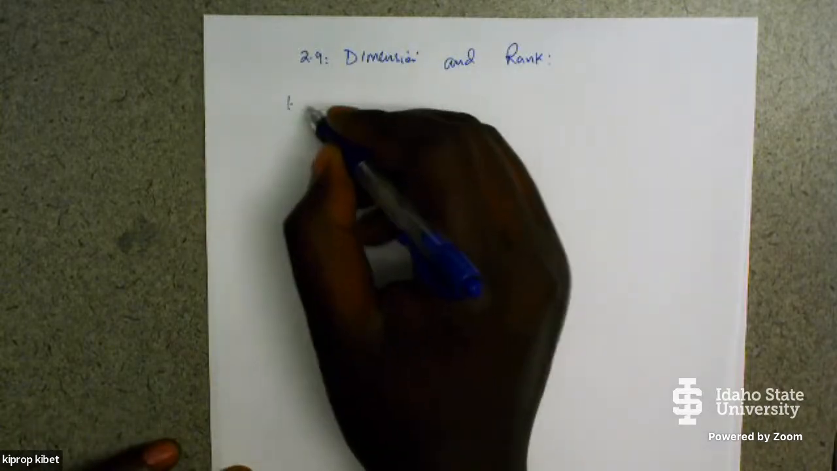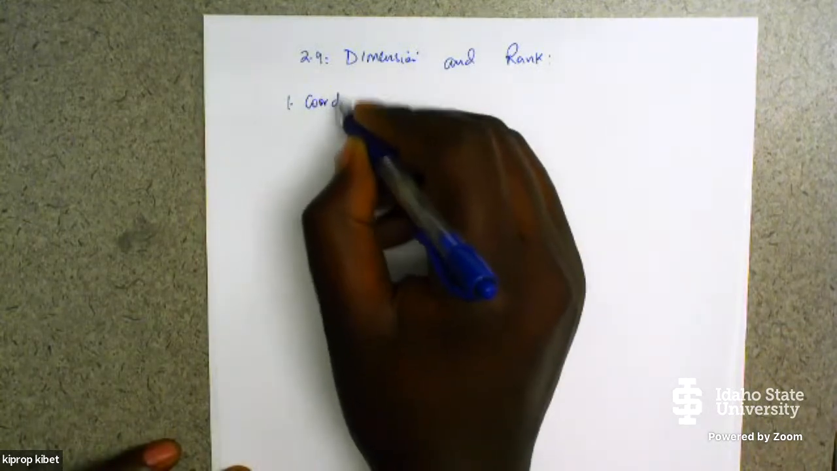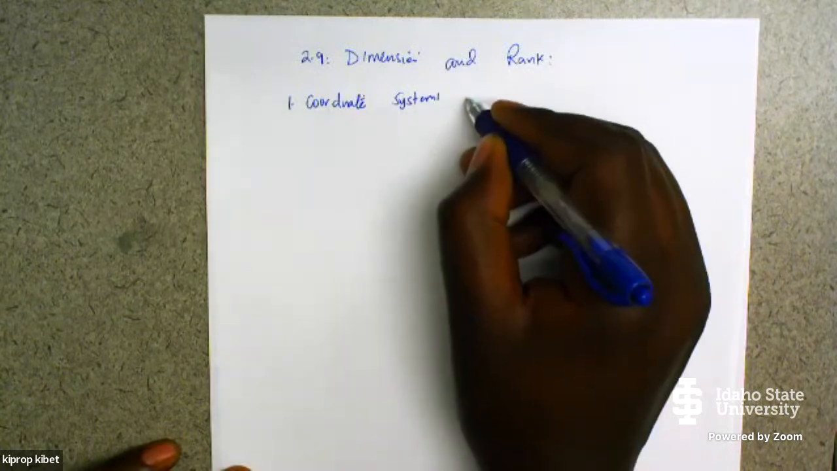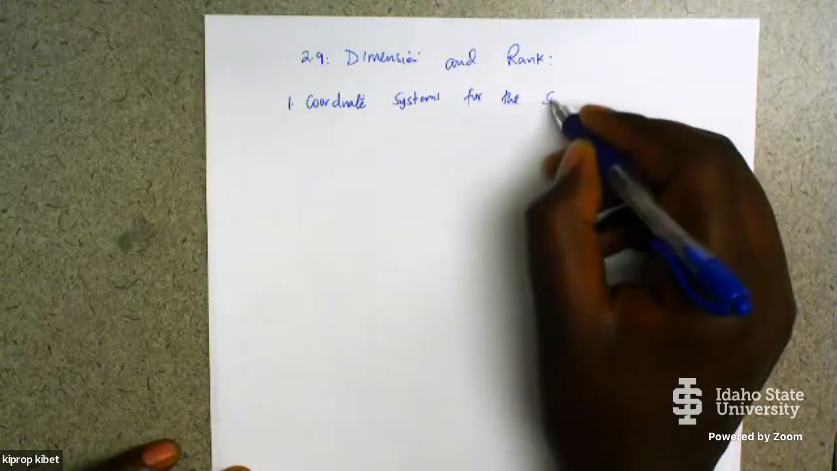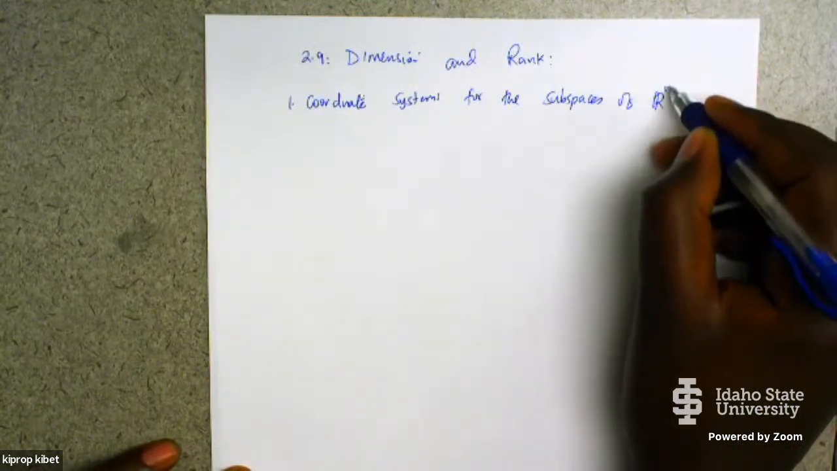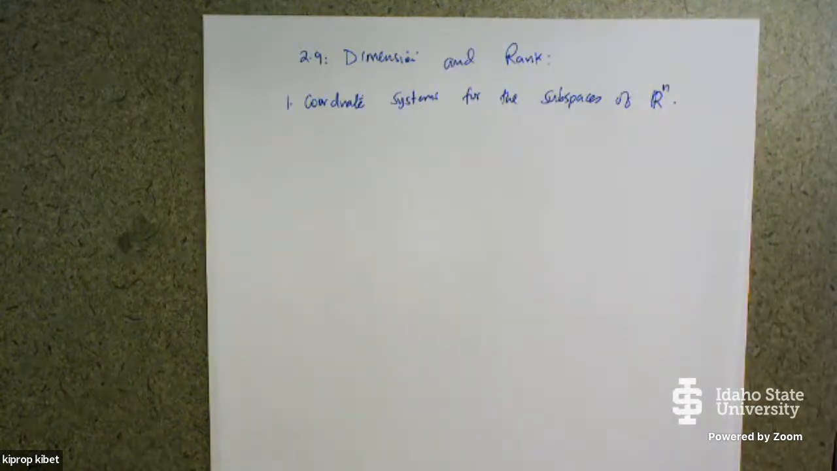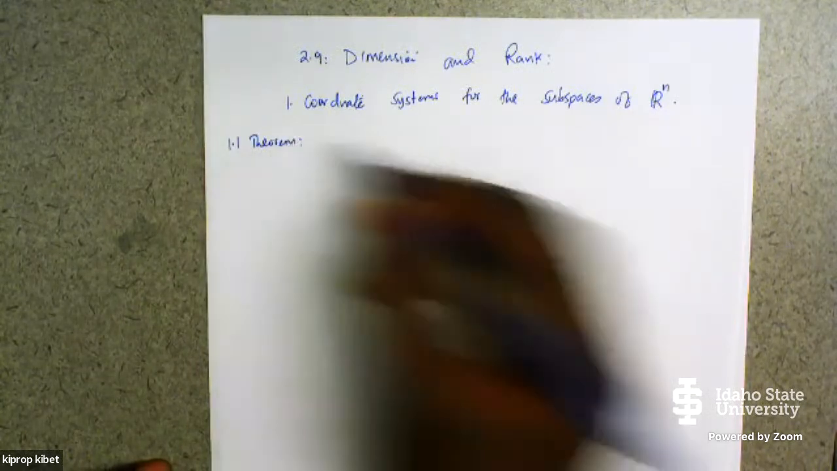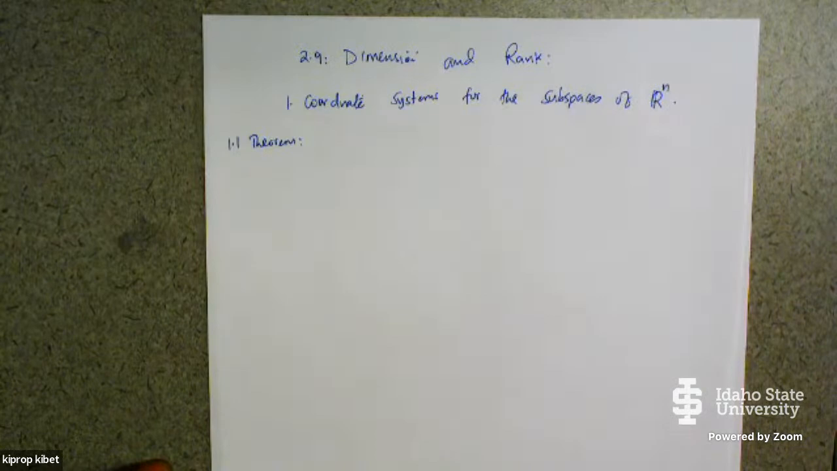So we will start by looking at the coordinate system for a subspace of the vector space Rn. Coordinate system. Okay, so let's write this theorem, which I will not prove. You will look at it from your textbook.